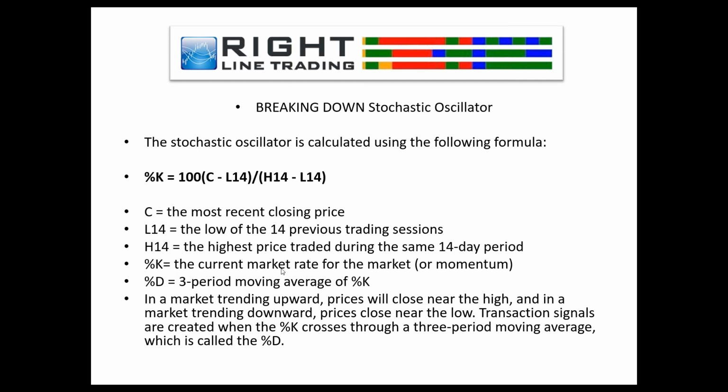And percent K is that assessment. And percent D, that crossover, is simply a three-period moving average of percent K. So that's what an oscillator does, and that's how it creates its calculation, and that's the information that it's telling you.